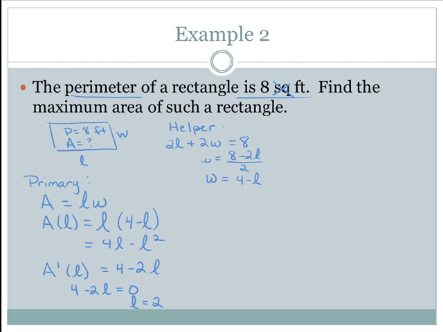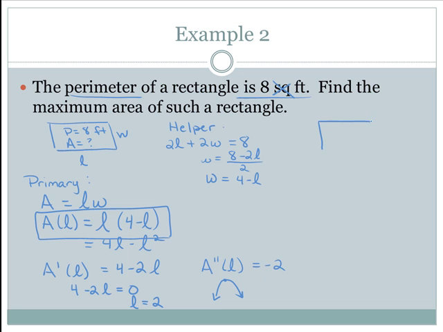And now to find if it's a max or min, we take the second derivative, which is negative 2, just coincidence compared to the last one, and so that means that we are concave down. And if you look at your graph of this function, if you were to put that in your calculator, you'd get a concave down parabola, which means at length 2, we're going to get a maximum.